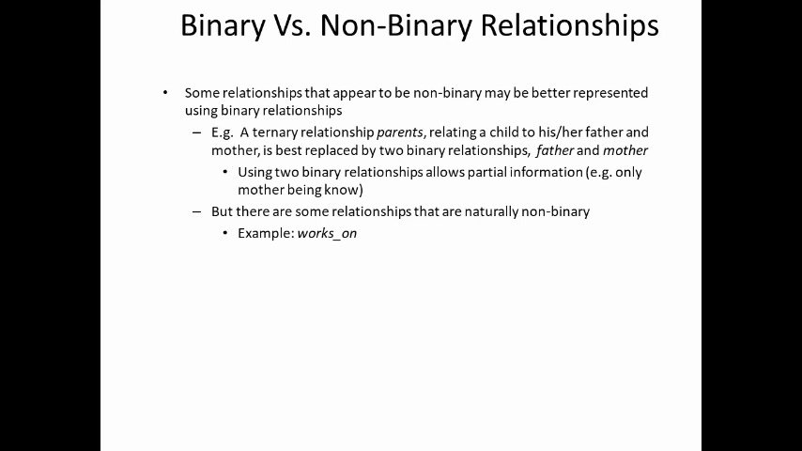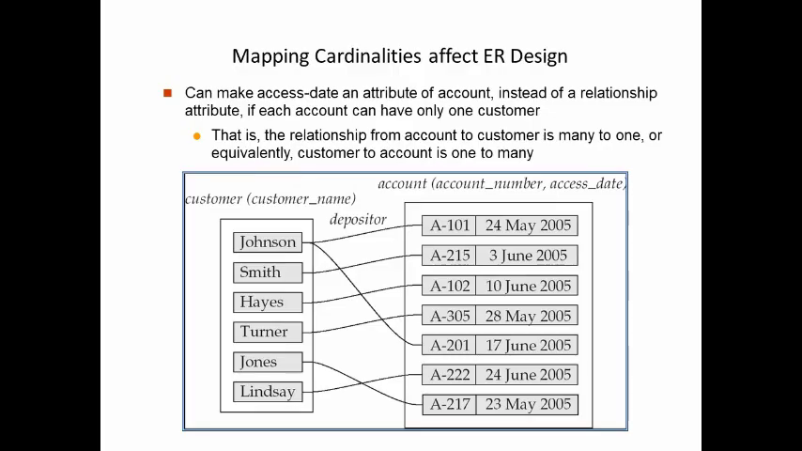Now, a ternary relationship, parents relating a child to her father and mother, is best replaced by two binary relationships, where we basically refer to father and mother, or using two binary relationships that allow partial information. Example, only mother being known, from a child to a mother, that kind of relationship. But there are some relationships that are naturally non-binary, like works on. So that is non-binary. That means it's not a one-to-one anymore.